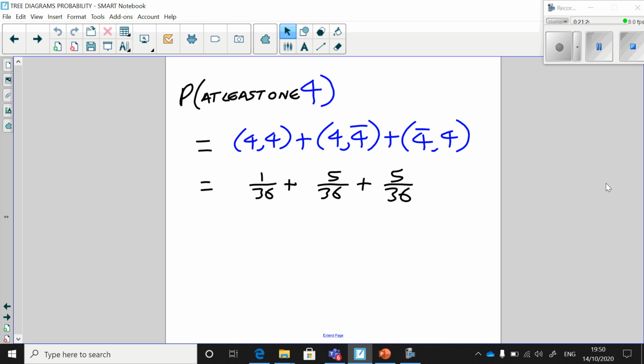And there's our 3 individual probabilities. Add them together: 1, 5, 5, 11, and it's all over 36. Just leave it as a fraction, that's fine. So there's 11 chances out of 36 that you'll get at least one 4.